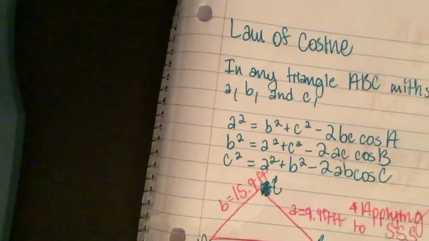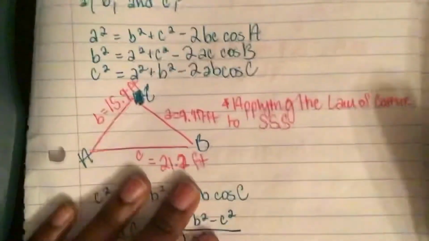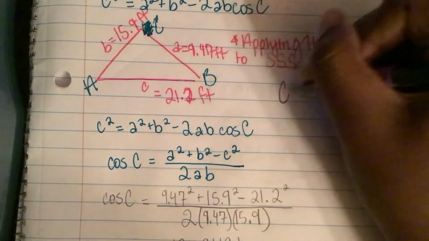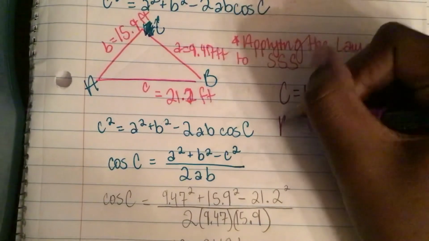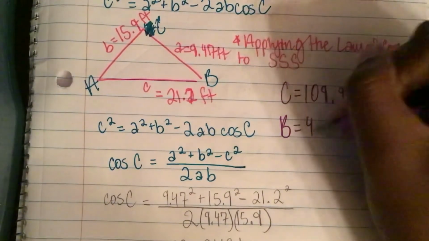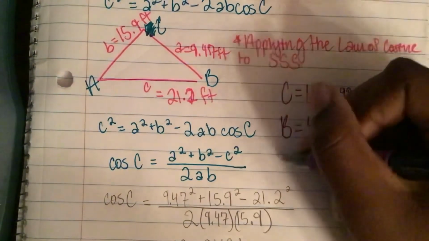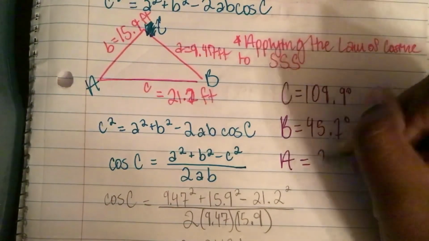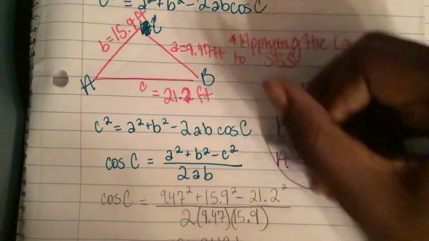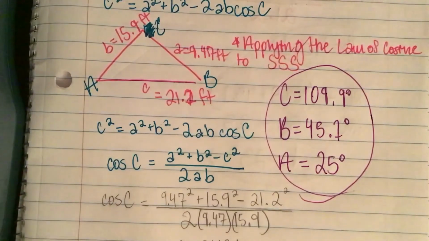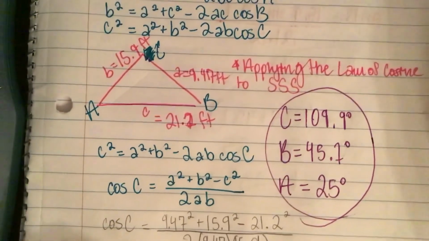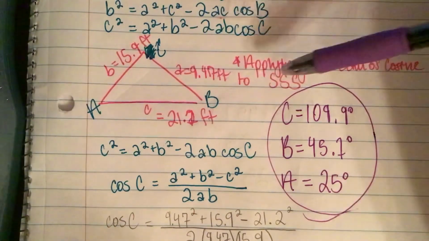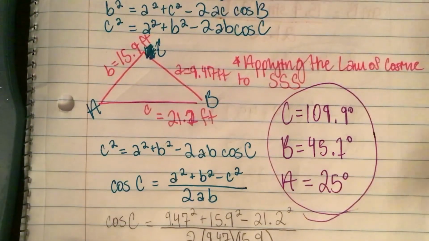So in conclusion, angle C equals 109.9 degrees, angle B equals 45.1 degrees, and angle A equals 25 degrees. And that is how you use the law of cosines and sines to find the measures of a triangle with the side, side, side concept. Thanks for watching.